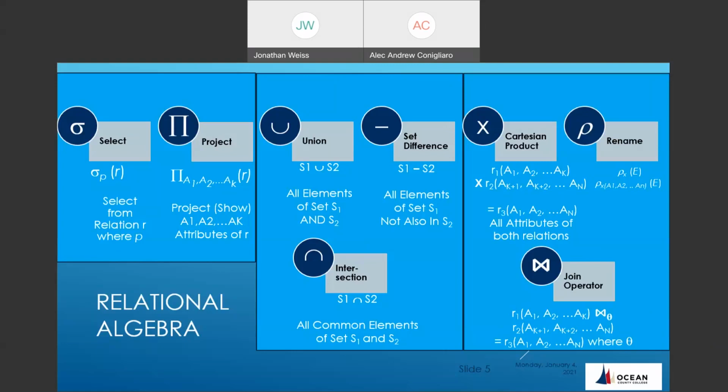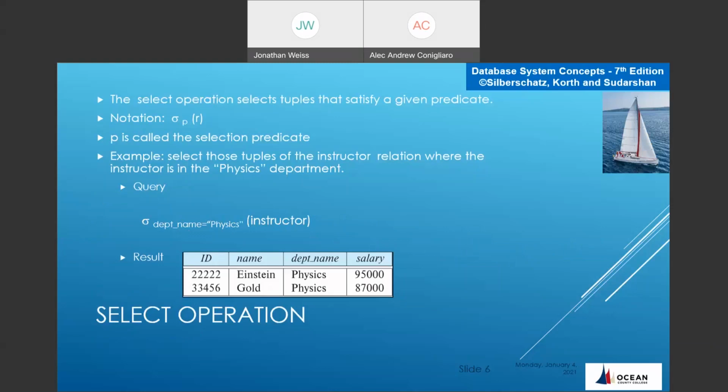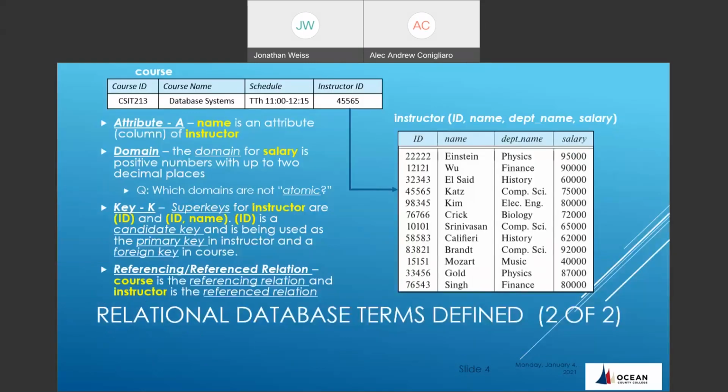Let me hold off on the other ones. I've got slides that address those specifically. Let's go through a little bit of a detailed example here. All right, so let's start with the select operation. So here we're selecting from the instructor relation where the department name equals physics. This is similar to the example that we did before.